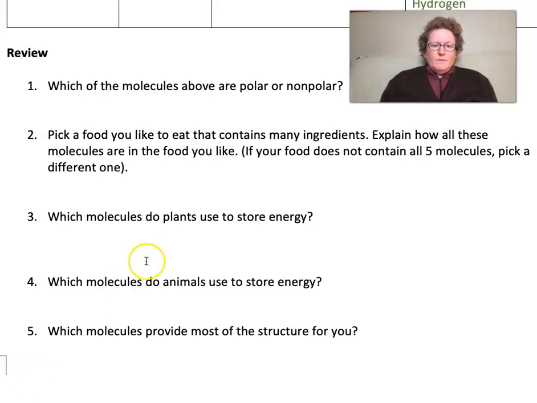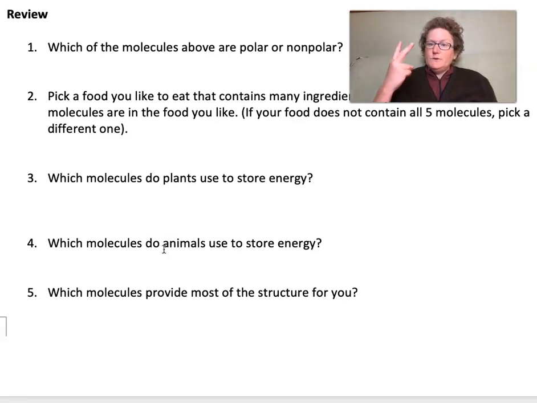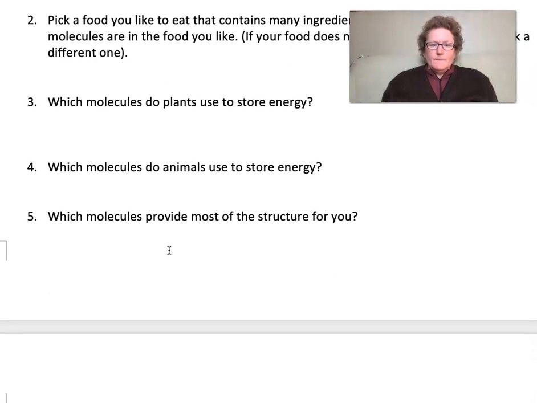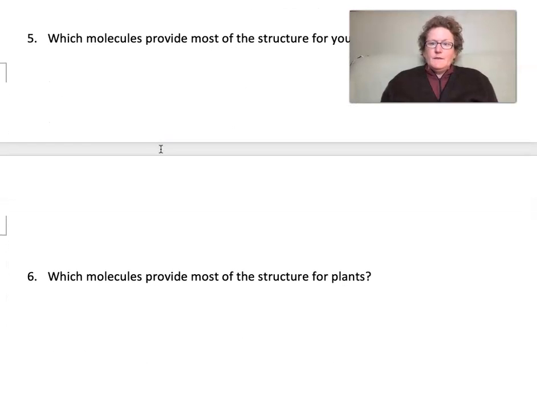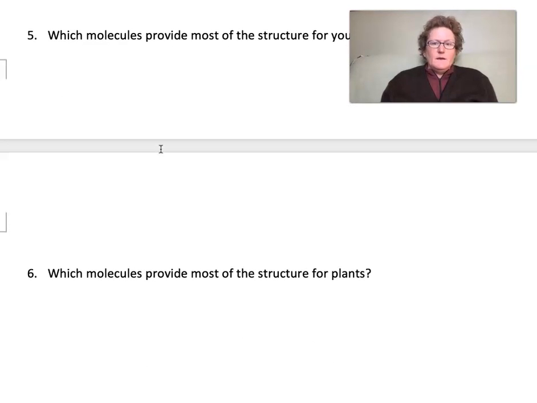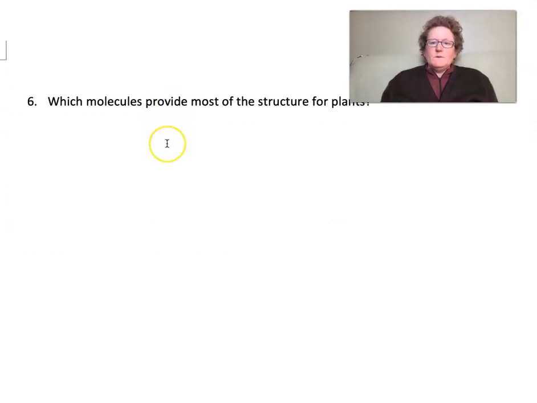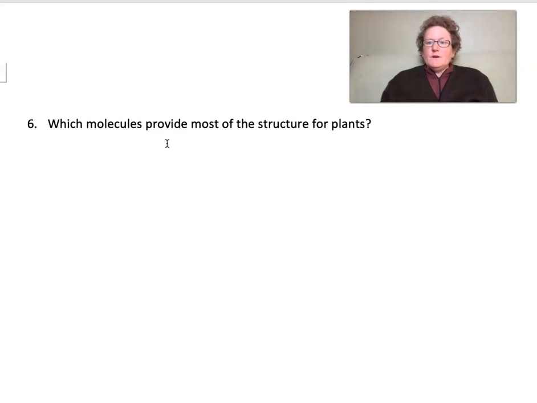Number 3 and number 4, you can look up online. There's 2 different molecules that plants use one and animals use another to store energy as carbohydrates. We also know if you did the proteins assignment, the daily assignment on proteins, which molecules provide a lot of structure for human bodies. Think of hair, eyeballs, nose. And which molecules provide the most structure for plants? Think of the crunchiness of celery and that cell wall that makes plant cells not so flexible.